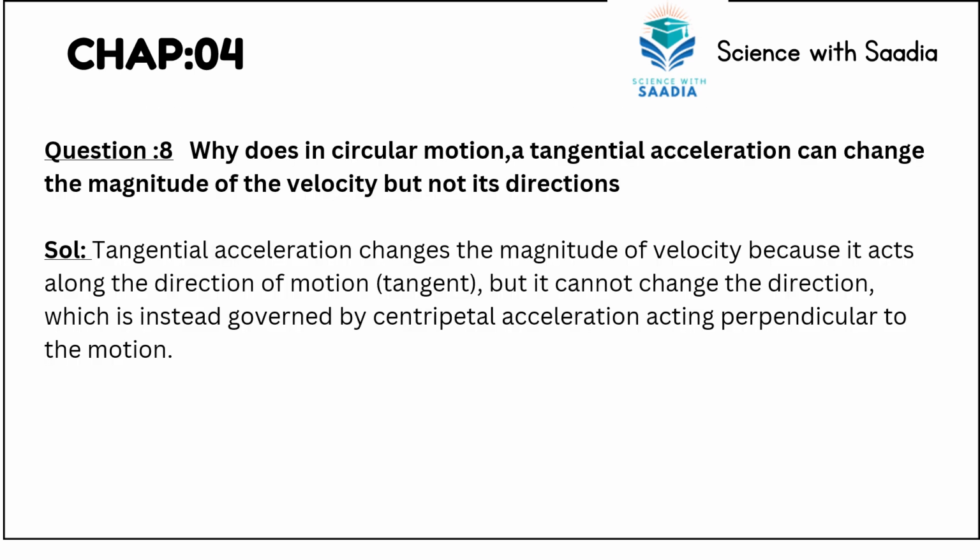The next question is question number 8, which is why in circular motion a tangential acceleration can change the magnitude of velocity but not its direction? तो circular motion में जो tangential acceleration होती है वो magnitude of velocity change करते हैं, not its direction. So why does it happen?